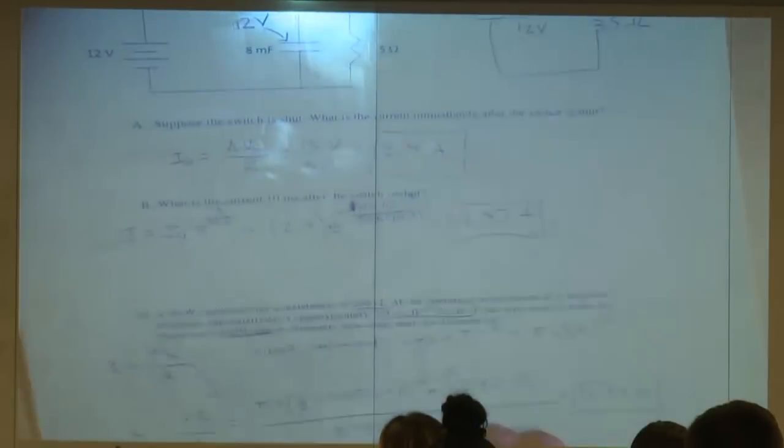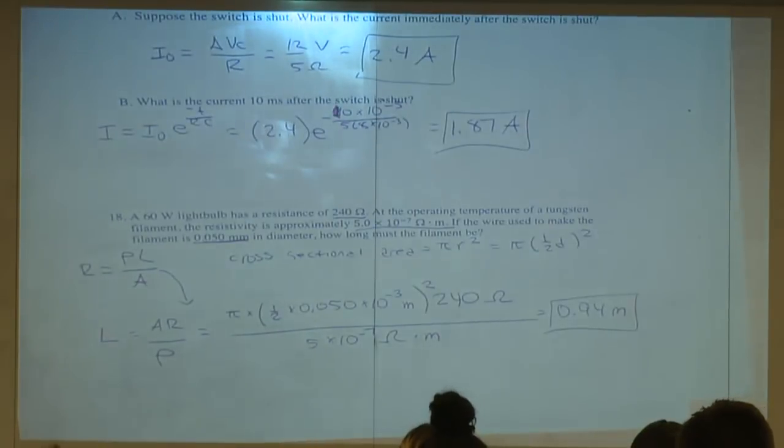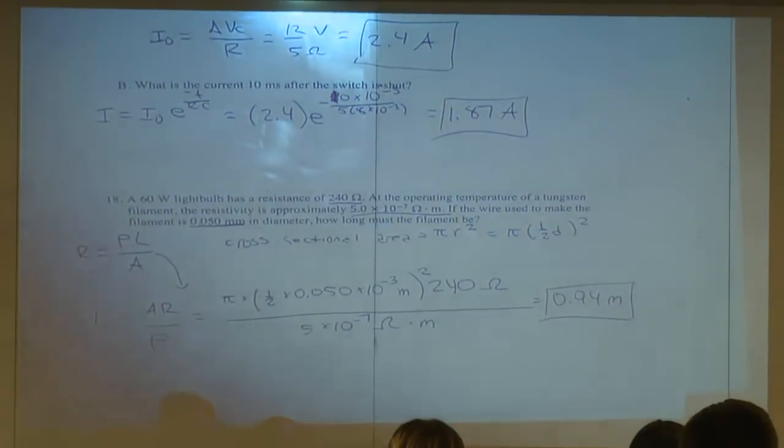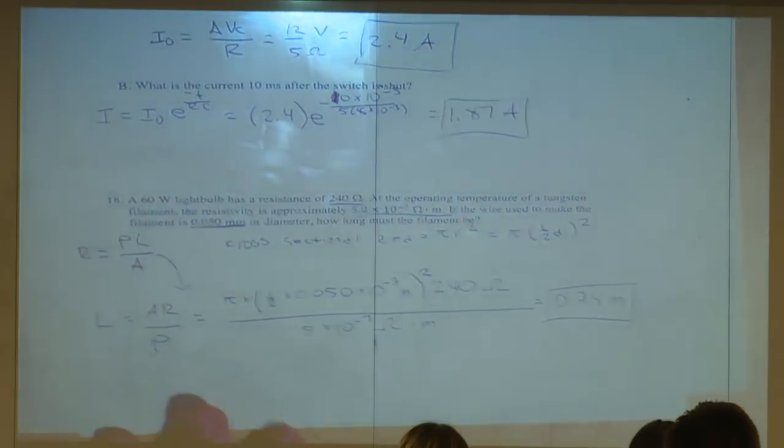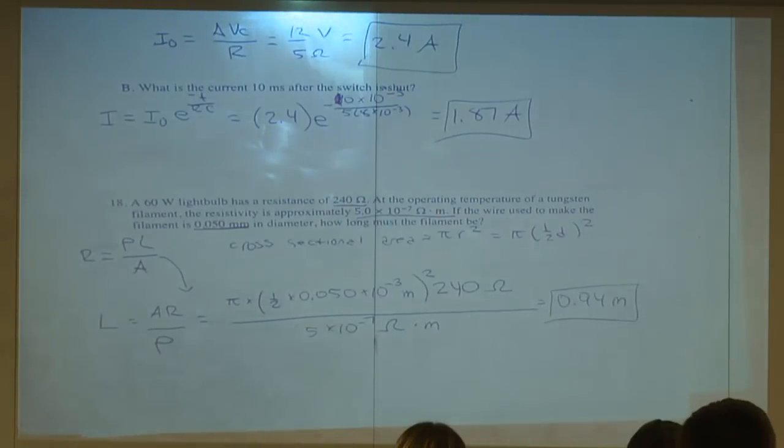Does the pi r squared have to be on the formula sheet too? I doubt it. I don't think that the area formula is on there. So just remember, pi r squared is area, and then 2 times r is d, the diameter. So that's just something that you have to remember.